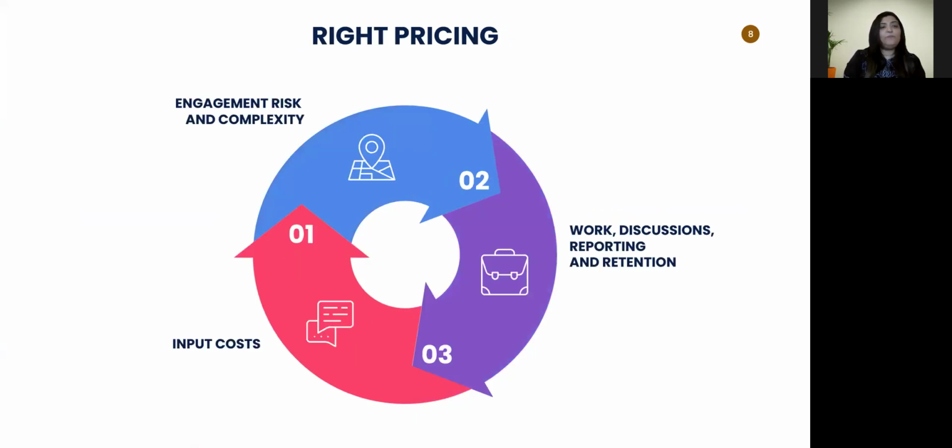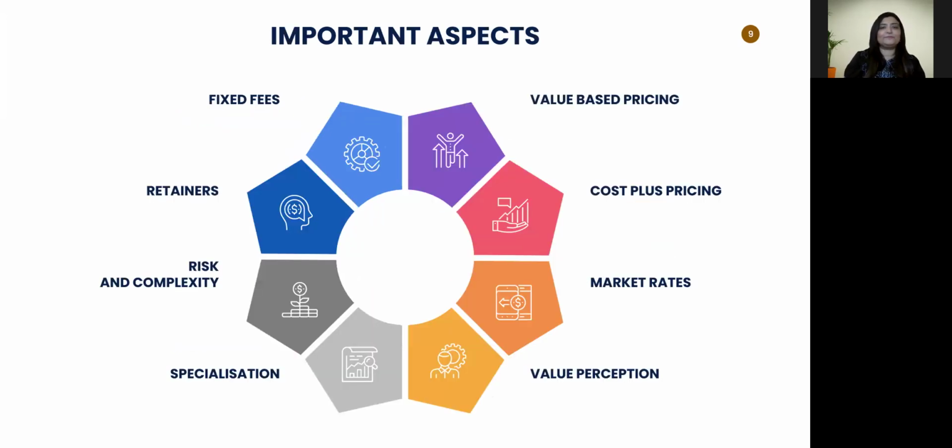Now, it's important to do right pricing. So whatever the engagement is, there is a risk and a complexity. There are your own input costs, right? Your materials, services, your input costs. Then you also spend time on the actual work, discussions, reporting, and document retention. So do we factor all these things when we arrive at a fee level for a professional accountant? Well, we just need to do much better.